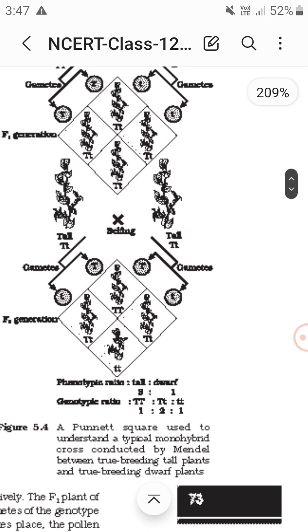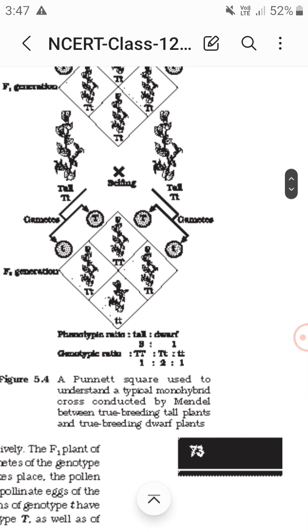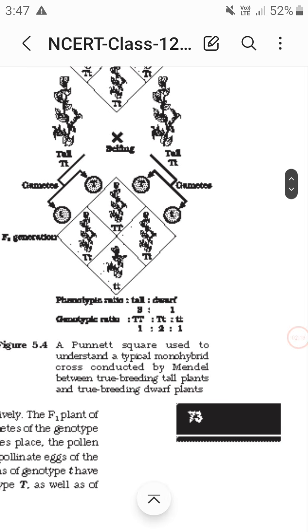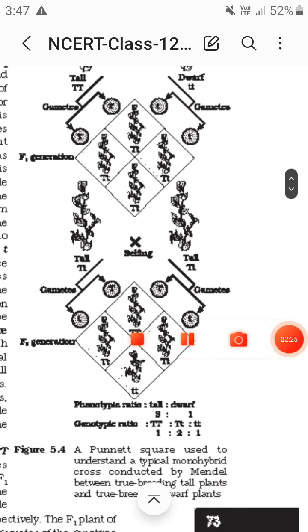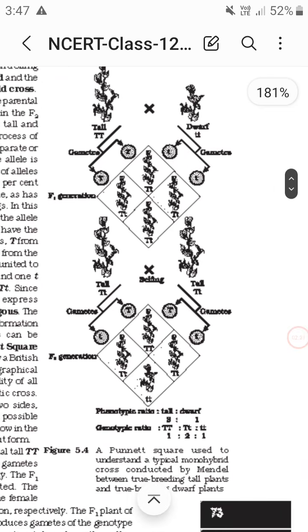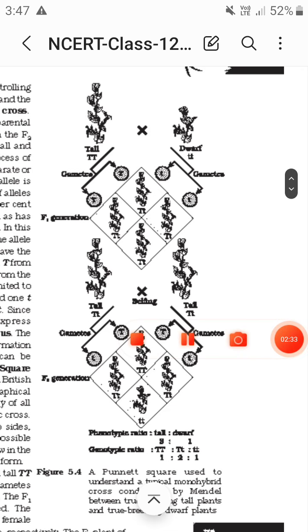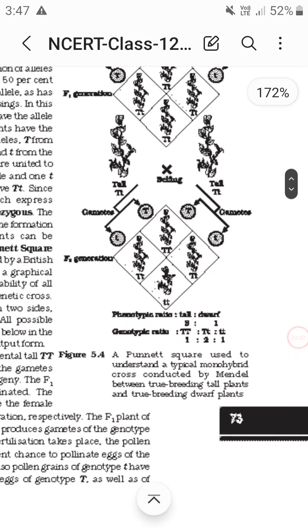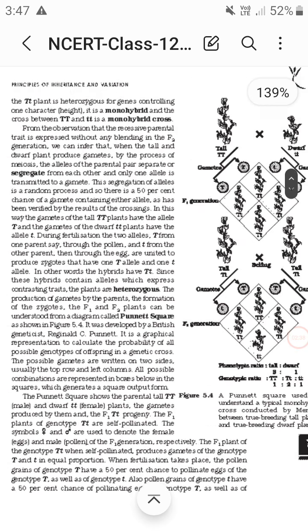Now we use the term Punnett square, which is used to understand a typical monohybrid cross conducted by Mendel between true breeding tall plants and true breeding dwarf plants. Mendel selected 14 pairs of true breeding plants, right? Let's see. So 3:1, 1:2:1.